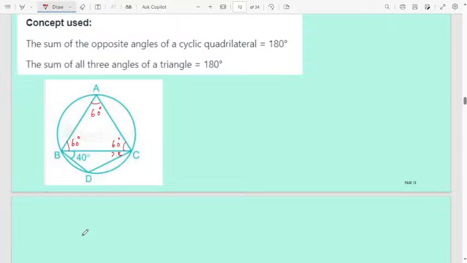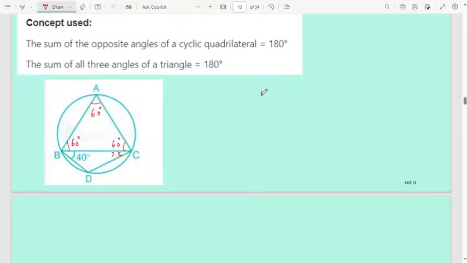Without solving, without writing anything, you can find the value of BCD. How I will tell directly, then I will solve with the steps also. Consider the sum of opposite angles of a cyclic quadrilateral. Consider this one is the cyclic quadrilateral ABDC. In this case, the sum of opposite angles is 180 degrees.